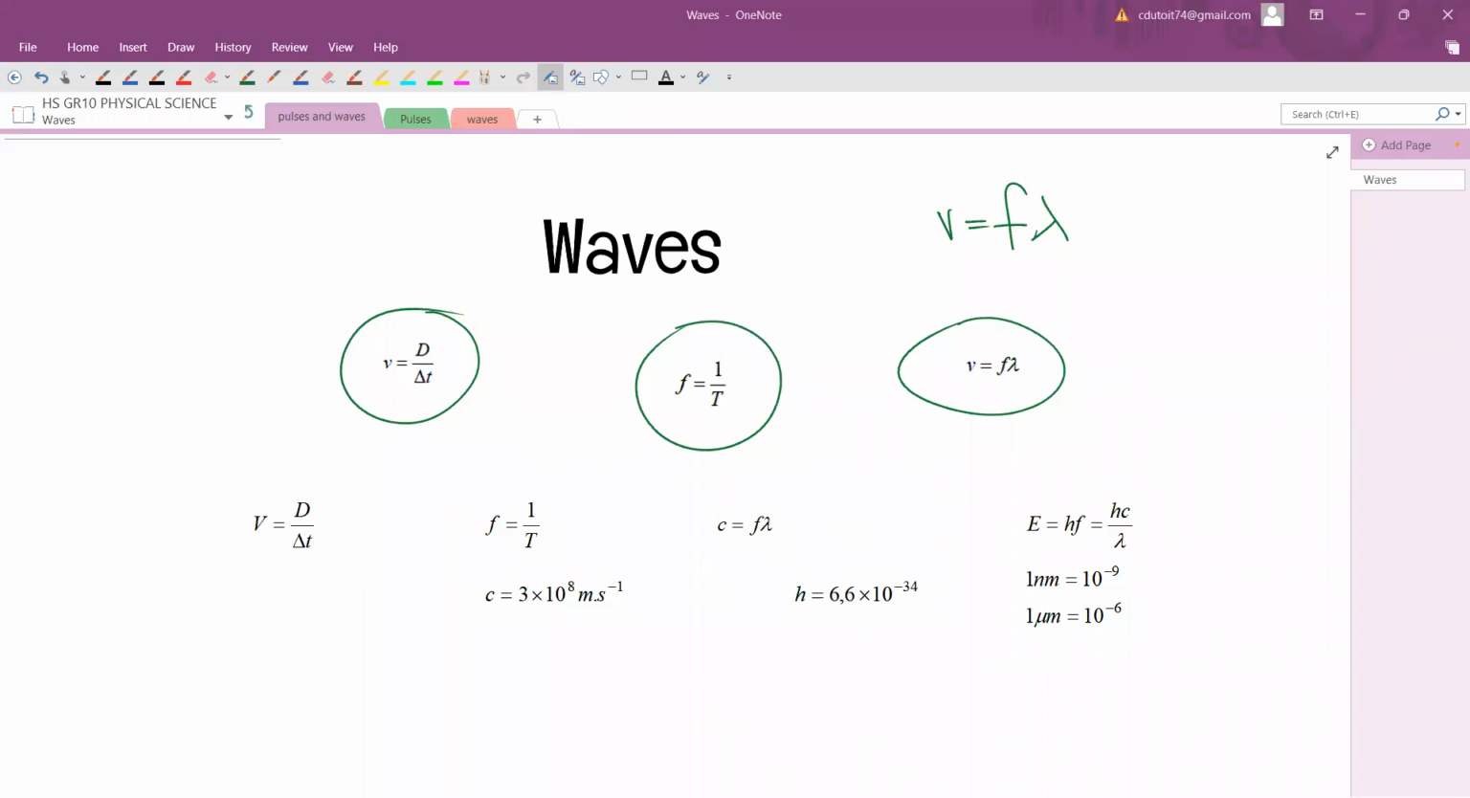Okay, so we're going to start off with waves that include pulses and normal transversal and longitudinal waves, and also electromagnetic radiation. Electromagnetic radiation is light waves. Okay, did you write those three? Okay, let's just quickly go over them.